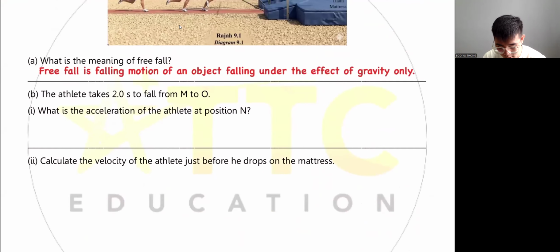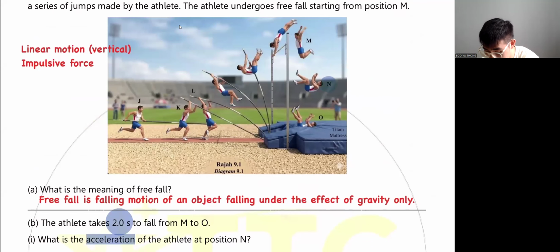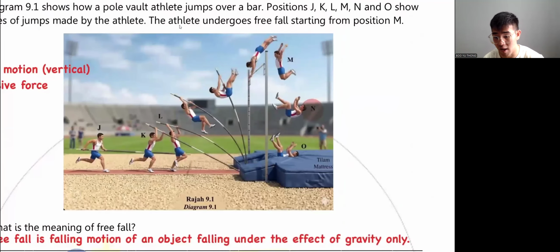Now the next one, B. Question B tells you that the athlete takes 2 seconds to fall from position N to O. And the first question asks, what is the acceleration of the athlete when the athlete is at position N? N is in mid-air, right? If you look at the diagram, position N of the athlete is in the middle of the air there.